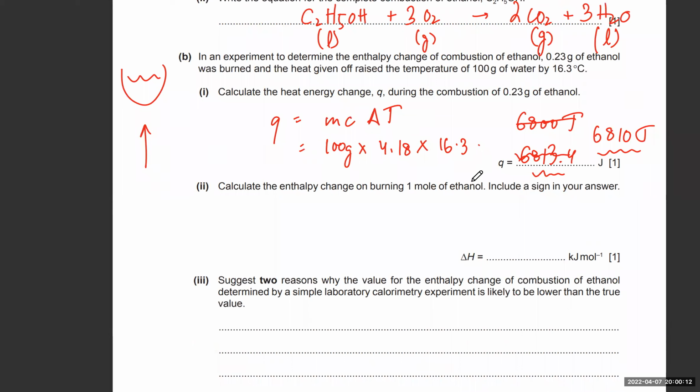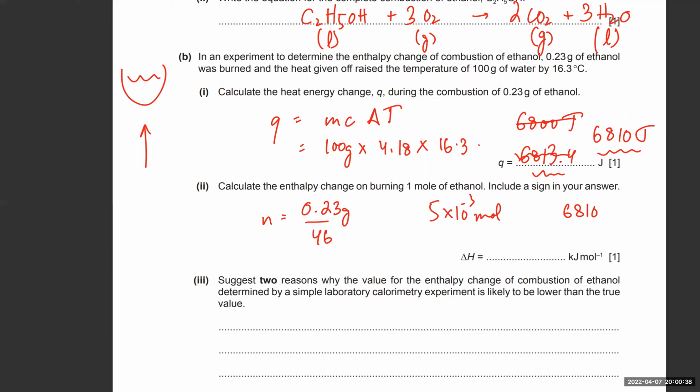So for 1 mole of ethanol now, this energy is for 0.23 grams of ethanol, which is how many moles? Mass divided by MR. How many moles do you get? 5 times 10 to the power of -3. So this is the energy calculated for 5 times 10 to the minus 3 moles.